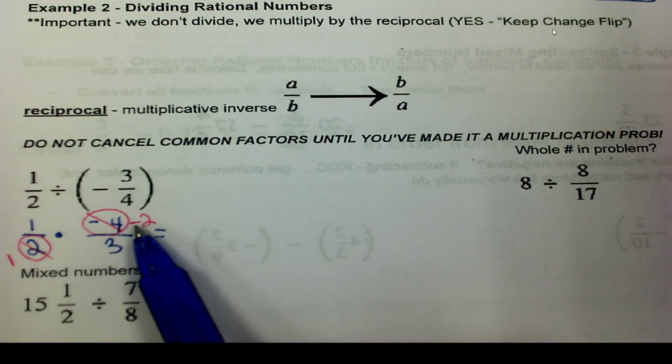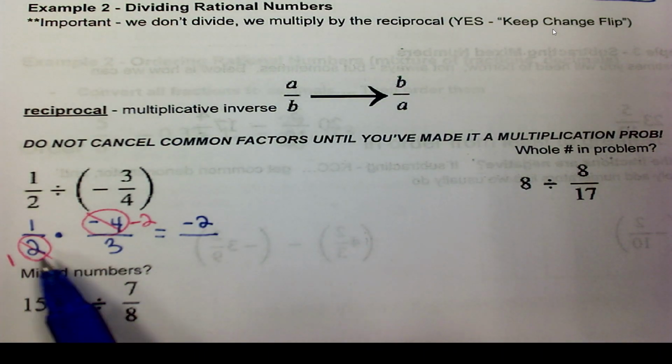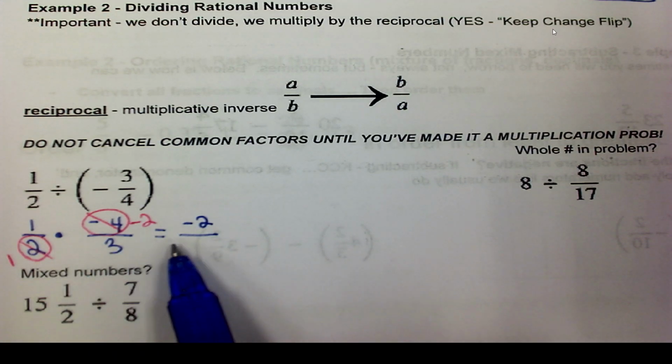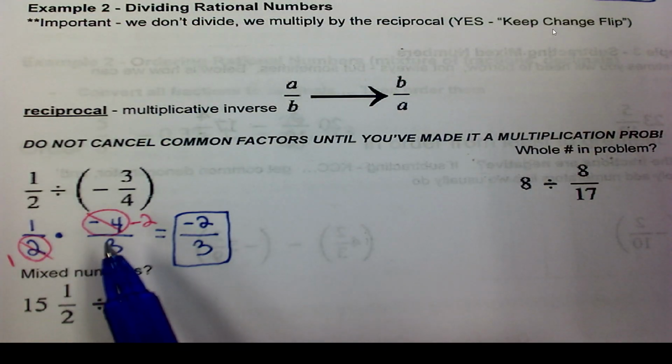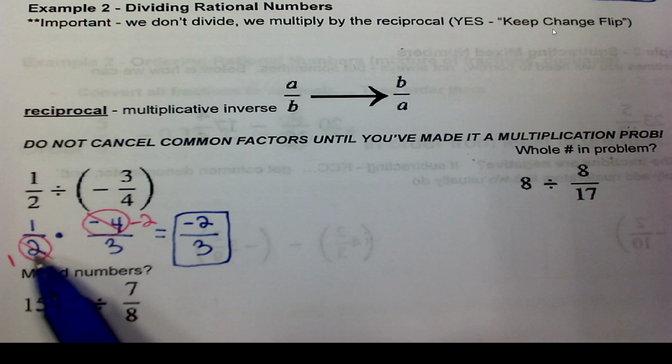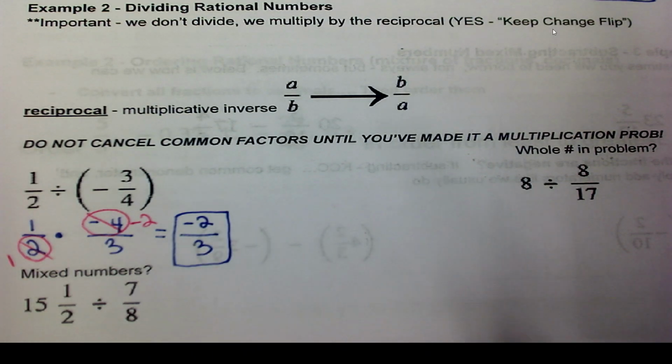1 times -2 is -2. 1 times 3 on the bottom makes our denominator 3. And again, anytime that you can simplify before you multiply, it's probably going to increase your chances of not having to simplify your answer, and we're good to go there.